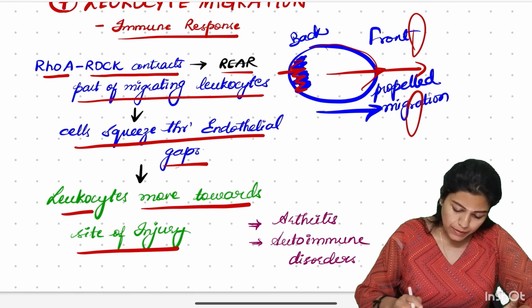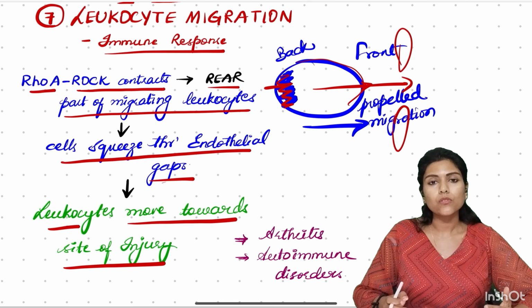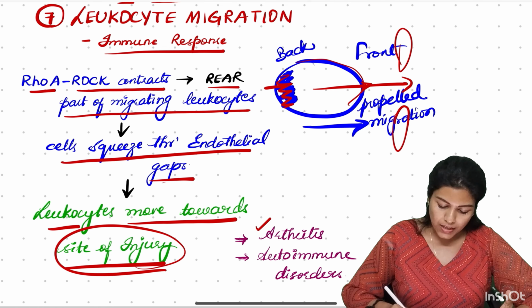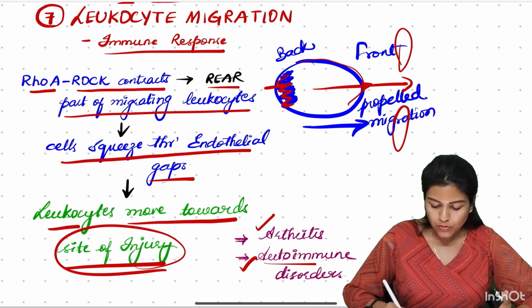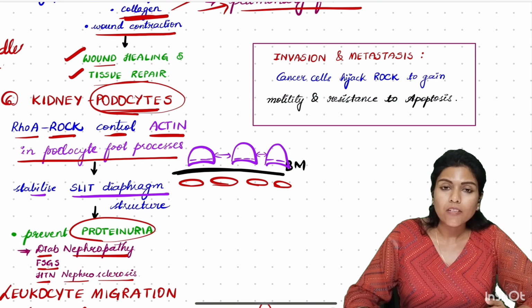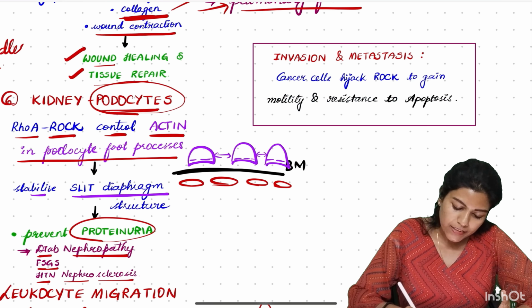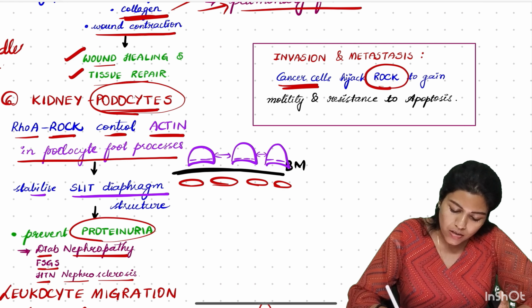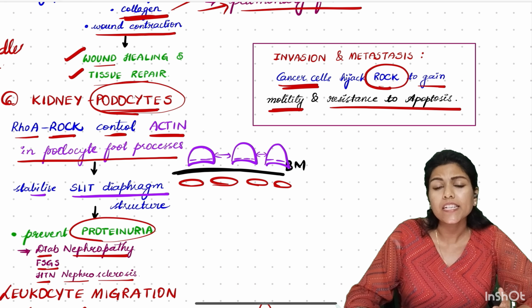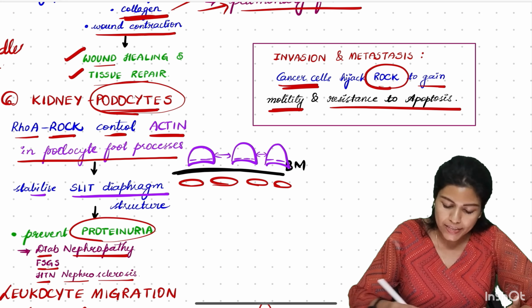Whereas in leukocyte migration, they help the leukocytes migrate towards the site of injury. If it's defective, it will result in arthritis and other autoimmune disorders. And also, it has a role in invasion and metastasis of cancer. The cancer cells will hijack this ROCK to gain motility and resistance to apoptosis. So gaining motility means it will easily invade.